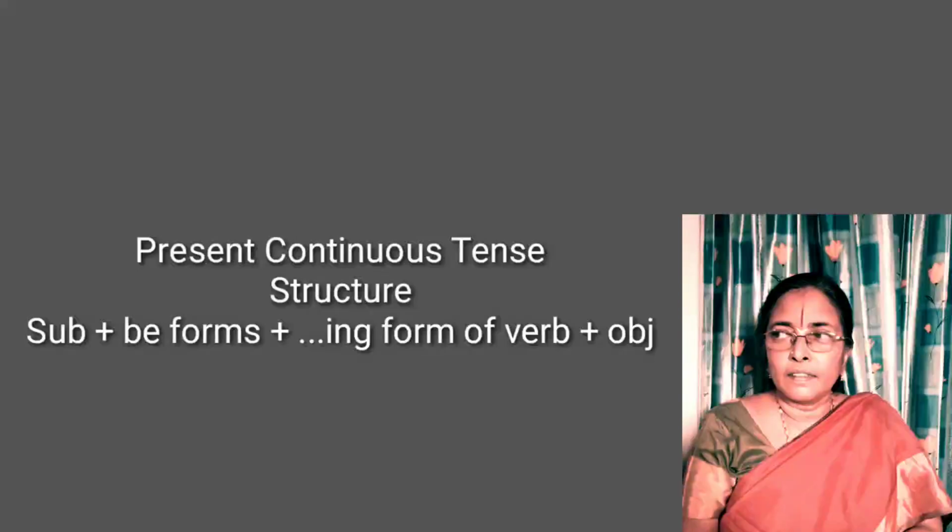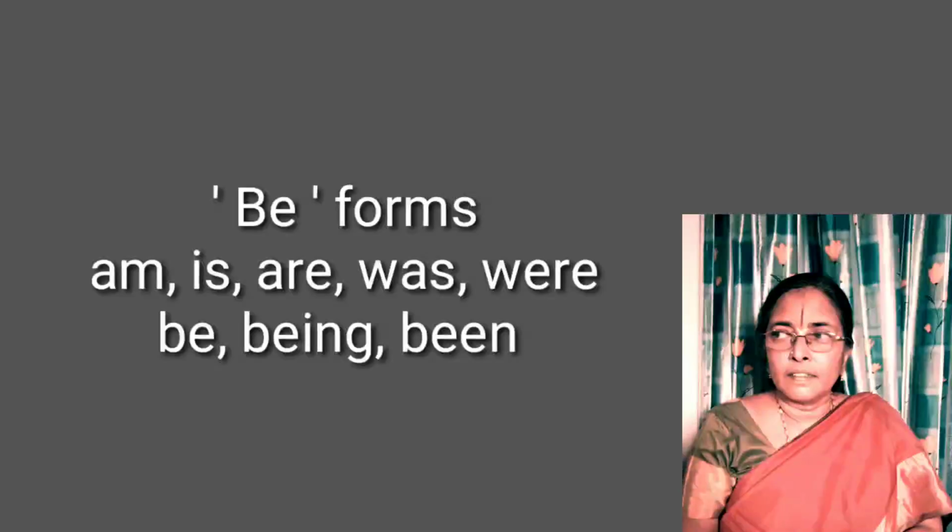First of all, we must know what are be forms. Let us know what are be forms. Be forms are am, is, are, was, were, be, being, been. All these are called be forms. But in present continuous tense, we have to use am, is, are.